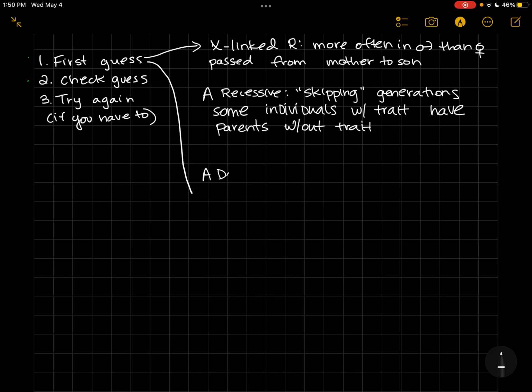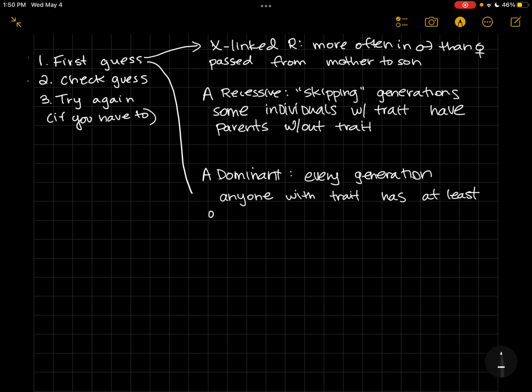So for our autosomal dominant, we usually are going to see them in every generation. This isn't always true, but a lot of times we will. We're going to see that anyone who has the trait has at least one parent with the trait. Now, these aren't hard and fast rules. Well, this last one is, so for dominant. That one is a hard and fast rule. But the other ones aren't hard and fast rules. That's why we call it a first guess.